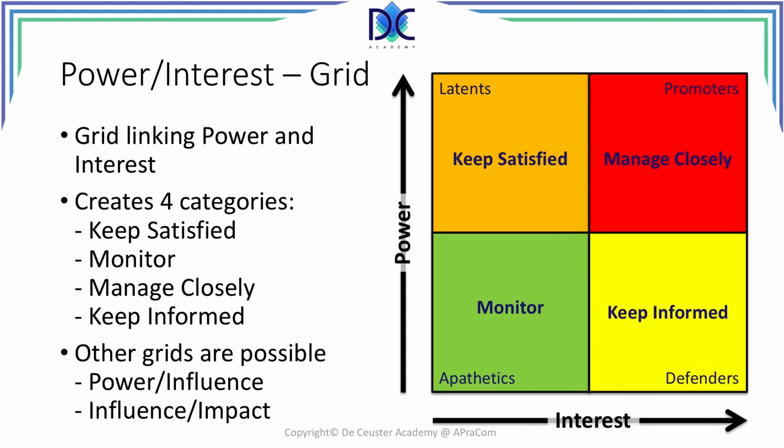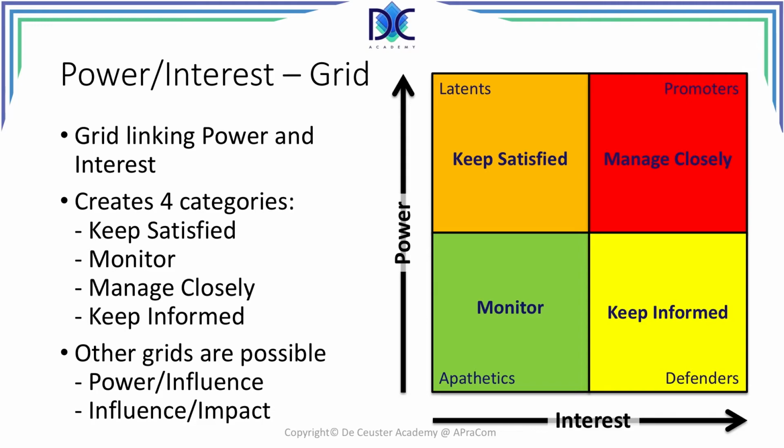A very important tool is what we call the power interest grid. The grid is linking power and interest. And in the horizontal axis, we identify the interest of the stakeholders. In the vertical axis, we have the power of the stakeholders. From left to right on the horizontal axis, interest increases. On the vertical axis, power increases from the bottom to the top.